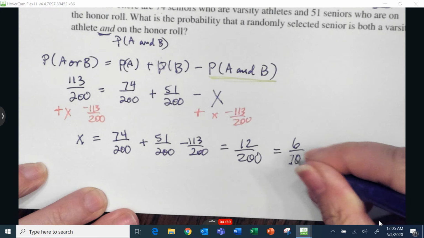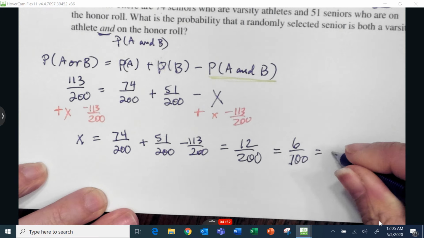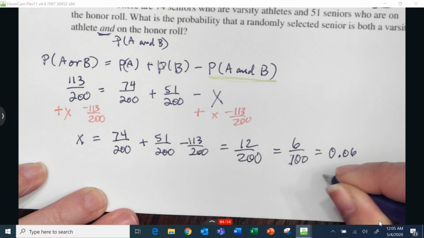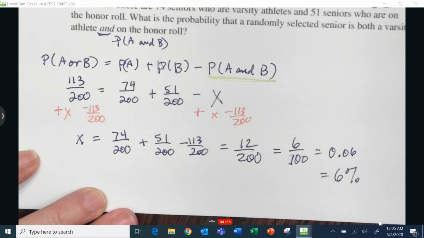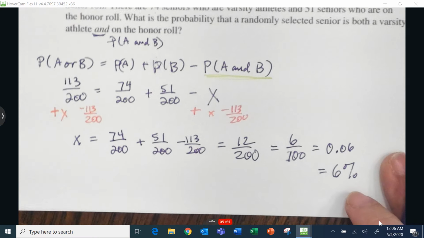When we talk about 6/100ths, we get the decimal of 0.06, and we get the percent of 6%.